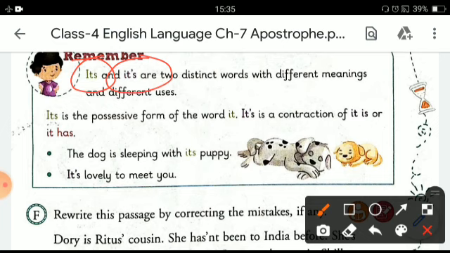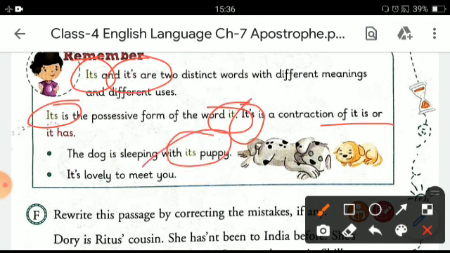Its, the first one, is the possessive form of the word it. And it's, the second one, is a contraction of it is, two words, or it has. Example, the dog is sleeping with its puppy. Second one is, it's lovely to meet you.